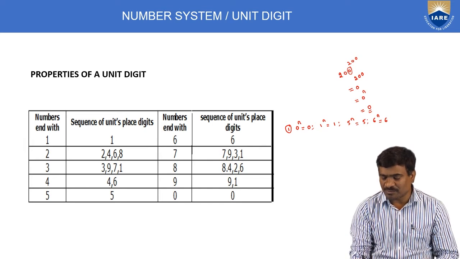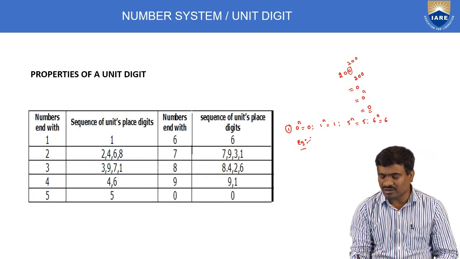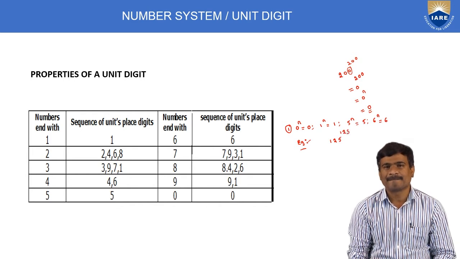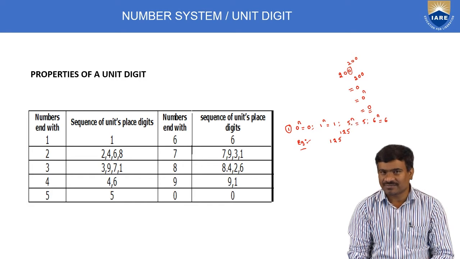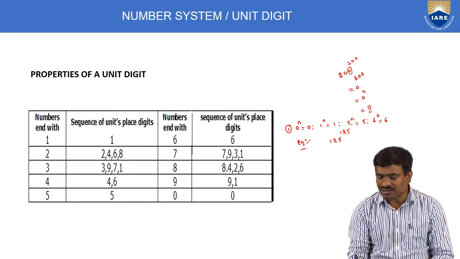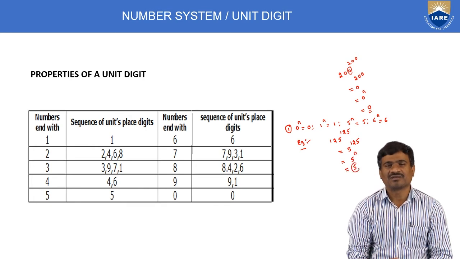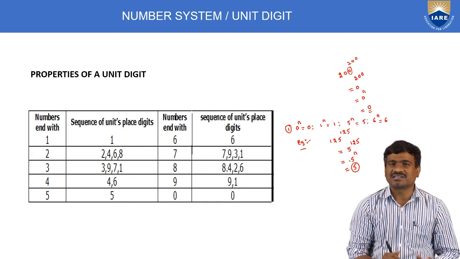Here is an example based on the first case. Find the last digit of 125 to the power of 125. In 125, the unit digit is 5, so it is also written as 5 to the power of 125. 5 to the power of n, for any n, is 5. Therefore, the answer is 5. This is the case 1 property.